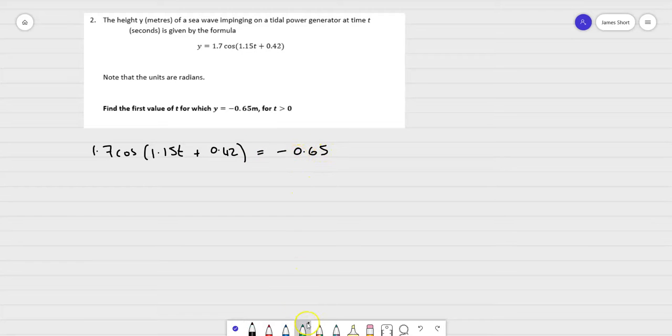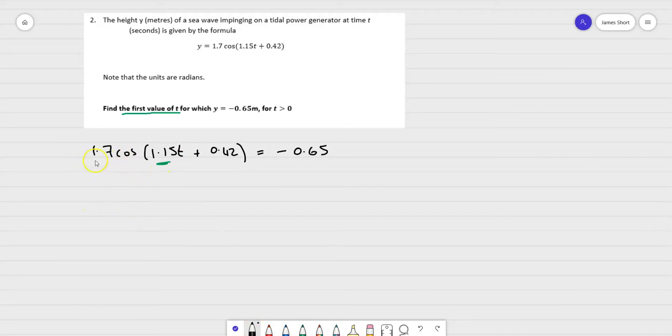Now, the first thing you'll know is that yes, we've got a period coefficient of 1.15, so we are going to have multiple solutions here. However, what we're asked to find is the first value of t for which y is equal to this. So we're going to find just one period for t, and take the first value for which it equals this. So we don't have to go and add on the period to any of this.